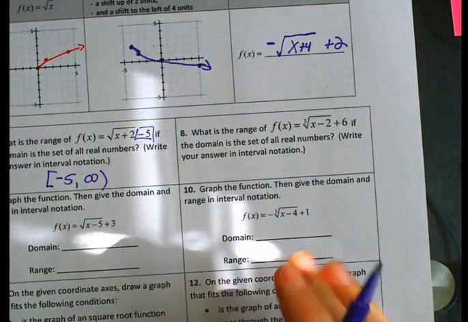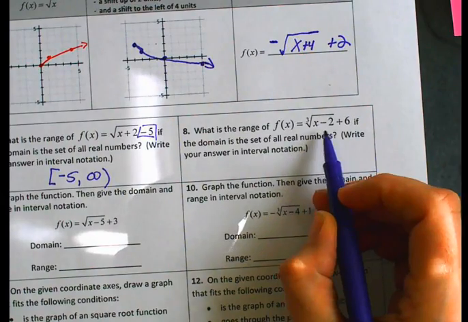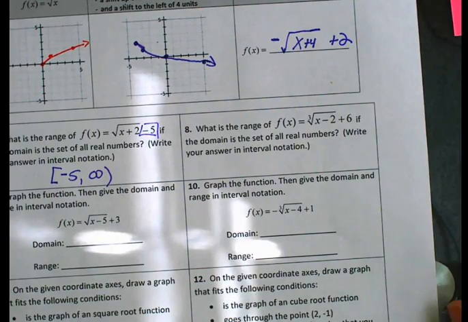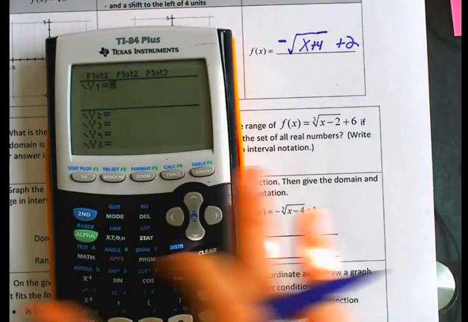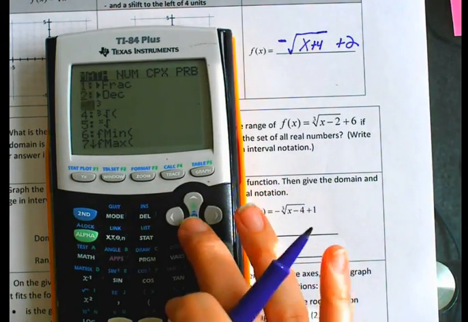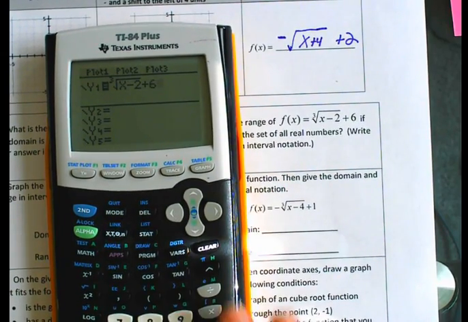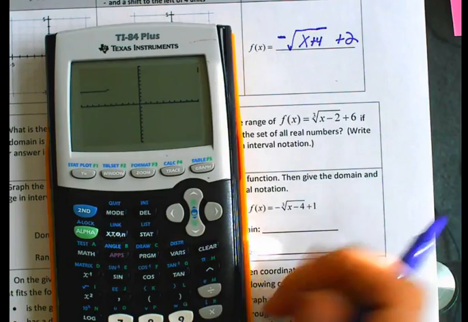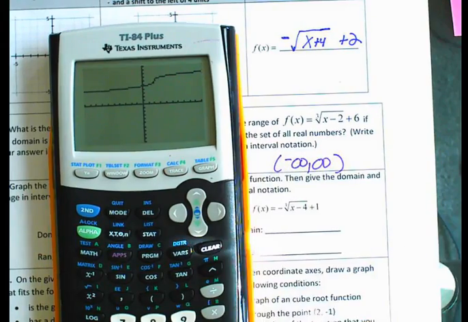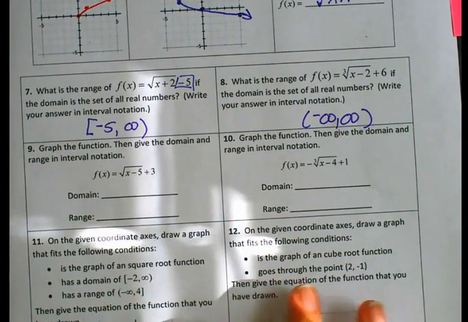All right, next one, what is the range of f of x equals the cube root of x minus 2 plus 6 if the domain is a set of all real numbers? Well, I know already that it's -infinity to +infinity because it's the cube root, but if you want to go ahead and put in your calculator, remember math, cube root, x minus 2, arrow out, +6, graph. So -infinity to +infinity.